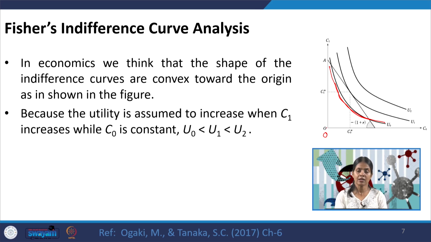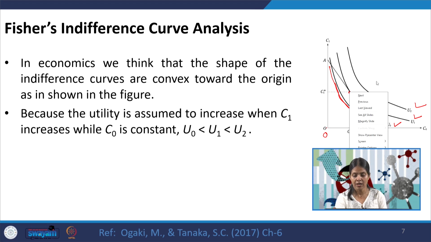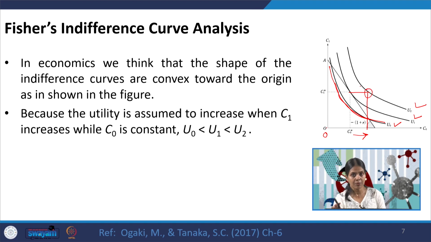Because the utility is assumed to increase when C1 increases while C0 is constant, we will have U0 less than U1 less than U2. As mentioned previously, if I consider a combination here and then suppose I increase the amount consumed in period 0, this point is not attainable. But suppose this point were attainable, then we can have the same level of consumption in period 1, but more consumption in period 0. As a result, this would give me a higher level of utility. So, compared to U1, U2 gives a higher level of utility.